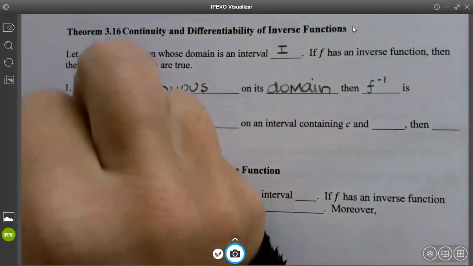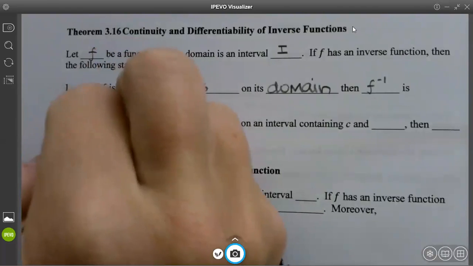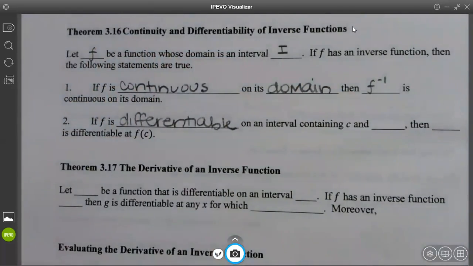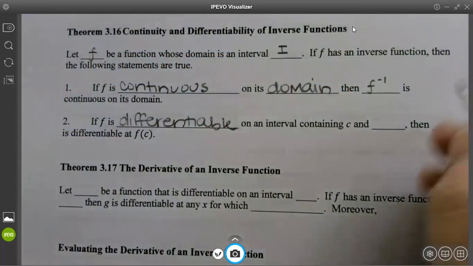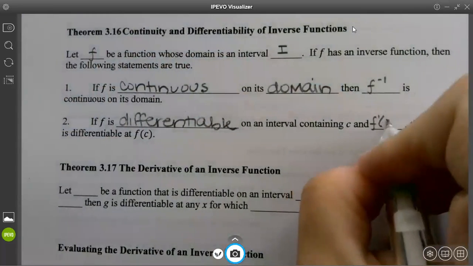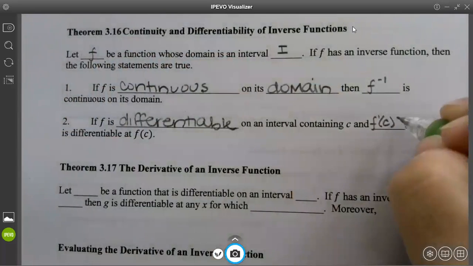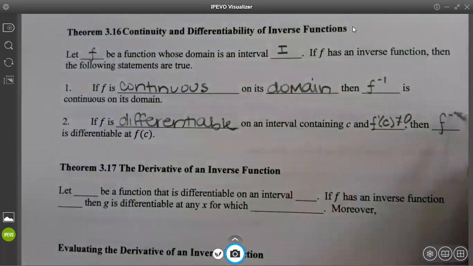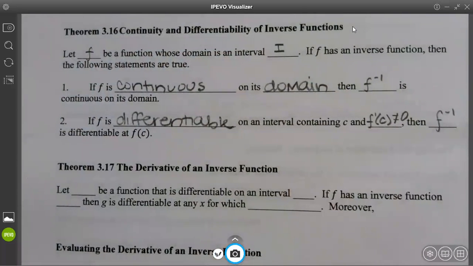If f is differentiable on an interval containing c, and f prime of c does not equal 0, then the inverse is differentiable at f of c.